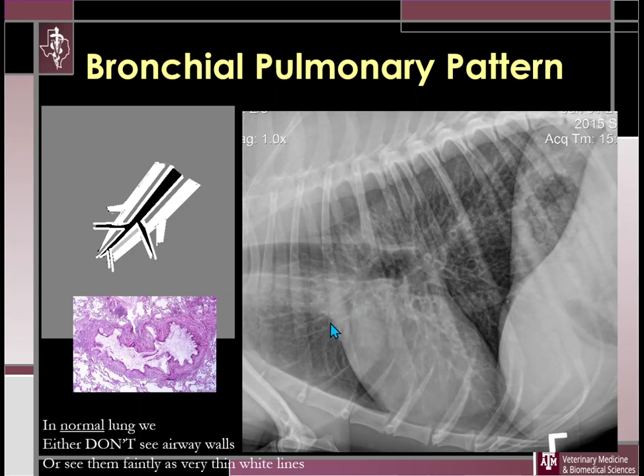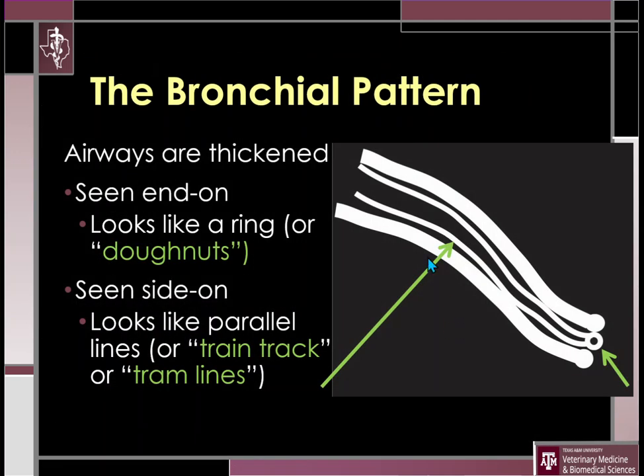So here we see these parallel white, increased soft tissue opacity lines associated with the bronchial walls. And they're thicker than they should be. So thickened airways are going to look like tram tracks or railroad tracks in long axis. And if we look at them end on, it's going to look like a donut.